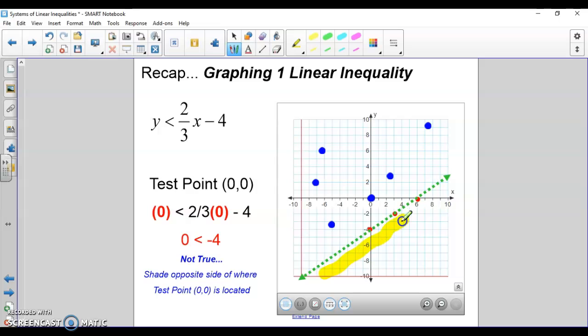Alright, so you shade below the line. This area right here is your solution. Any point within this region satisfies the inequality. That's what that's saying. Alright, that's generally what we're doing here.